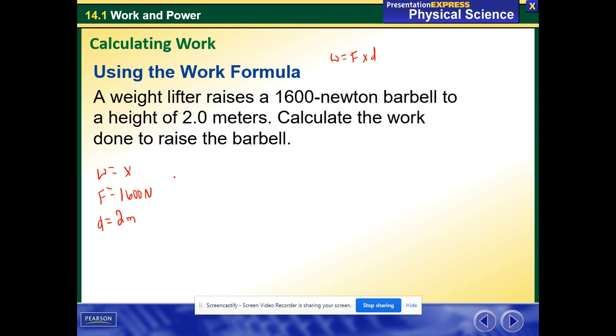We can just plug and chug these into our equation. X equals 1,600 times 2. When you multiply those, you should get 3,200, and then you're just left with finding a unit. We calculated work, so our unit is going to be joules.